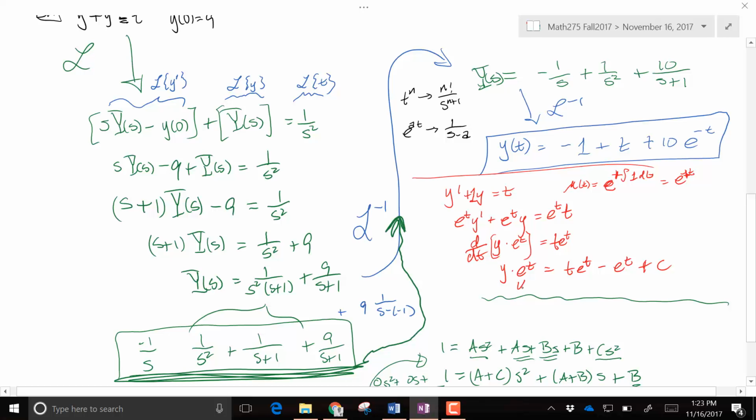And then you solve for y. This is going to be t minus 1 plus c times e divided by e to the t. And then we put in our initial condition, y of 0 is equal to 9. You put 0 in there, we're going to get 9 is equal to 0 minus 1 plus c, so c is equal to 10.